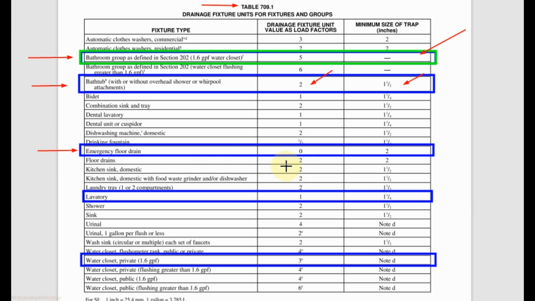The fixture unit value for emergency floor drain is 0 and the minimum trap size is 2 inch. Then lavatory wash basin. The drainage fixture unit value for the wash basin is 1 and minimum trap size is 1.25 inch. Then water closet, this is private and 1.6 GPF. So the drainage fixture unit value is 3 and for the minimum trap size you need to follow the outlet size of the fixture.